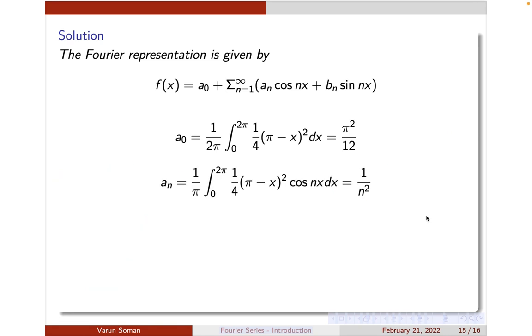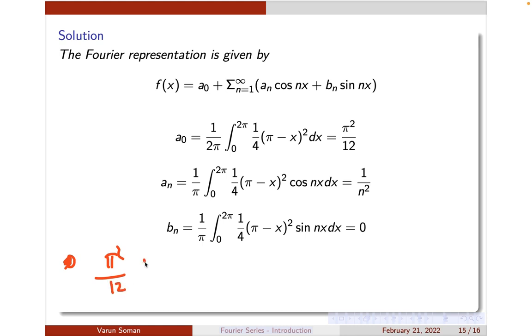The value of a n is actually 1 by n square. Similarly go for the value of b n. The value of b n is actually 0. So your Fourier series representation simply becomes f of x is actually equal to pi square by 12 plus sigma n equal to 1 to infinity 1 by n square cos nx. Okay, so this is the corresponding formula f of x for the function (pi minus x) the whole square by 4.